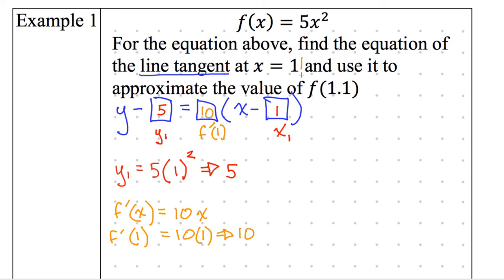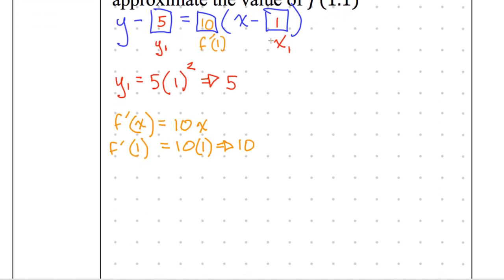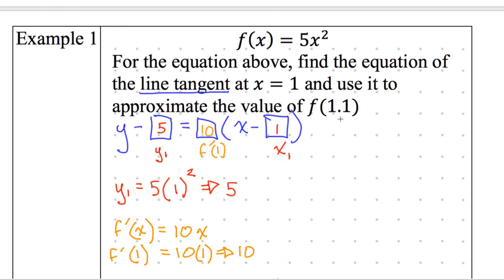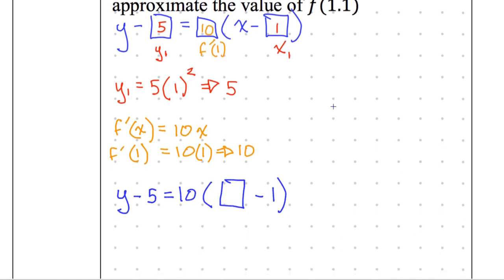All right, we did the first part. The first part up to here, find the equation of the line tangent at x equals 1. Done. Now that we have this beautiful equation, we're going to use it to approximate f of 1.1. So I'm going to rewrite this full equation now down here. y minus 5 is equal to 10 times the quantity of x minus 1. Because now instead of using 1, we're going to use 1.1 for our x value. So I'm going to plug in 1.1 as my new value and evaluate this.